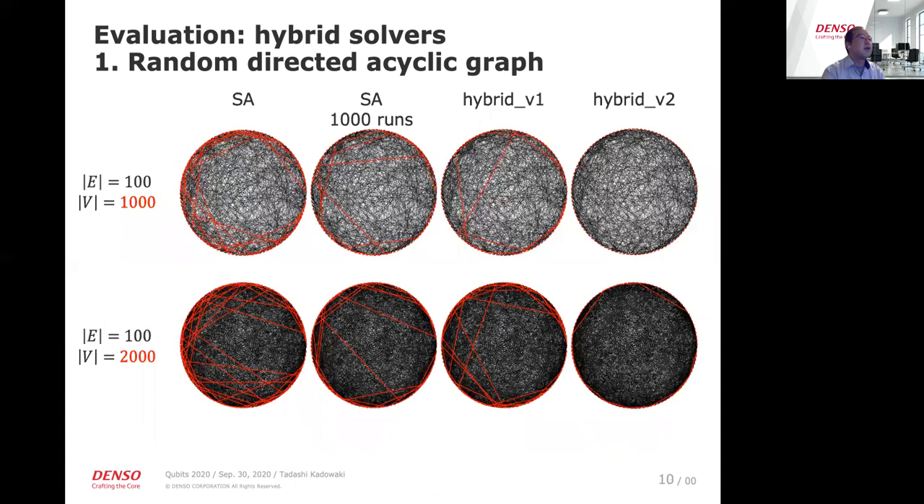This is the result of 100 nodes with 1,000 edges and 2,000 edges. As you see, the hybrid version 2 shows clear improvements. We also see multi-run simulated annealing improves the performance.